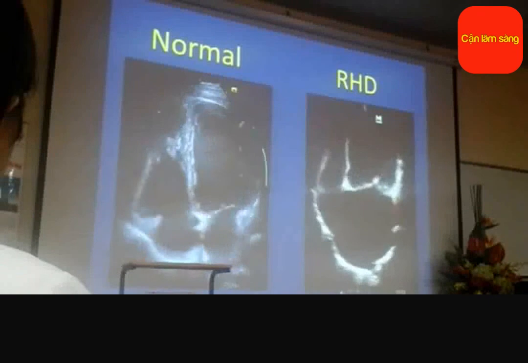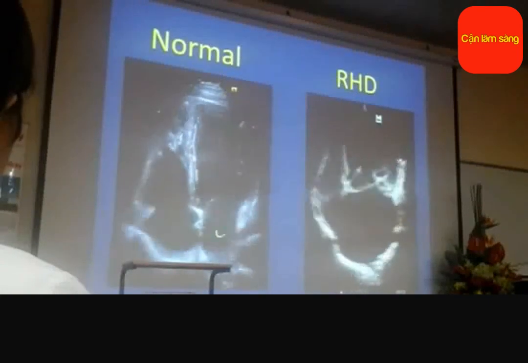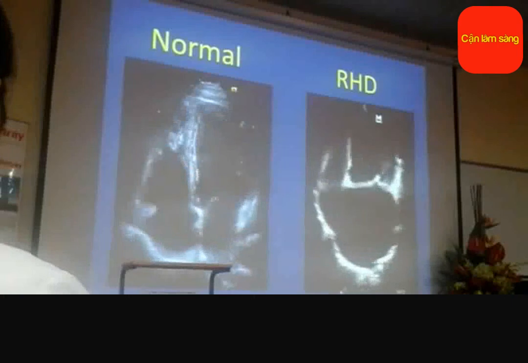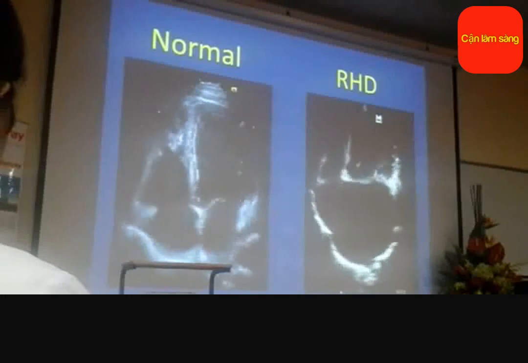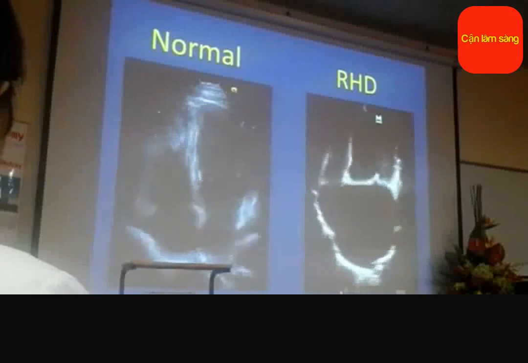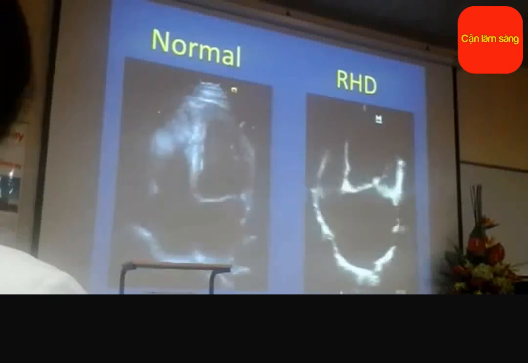So this is a normal apical four chamber, normal left atrium, right atrium, compared to the rheumatic patient. Chúng ta nhìn sang bên trái một cái hình ảnh bốn buồng từ mỏm của bệnh nhân bình thường, kích thước vùng thất trái, vùng nhĩ trái, vùng nhĩ phải đều bình thường. Còn bên tay phải các bạn để ý thấy là gì? Một vùng nhĩ trái rất giãn.